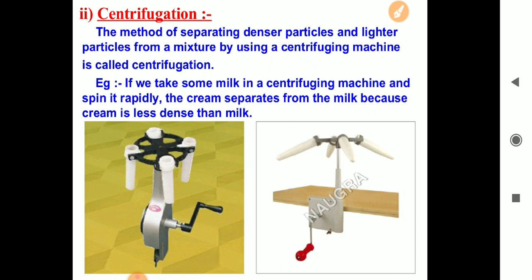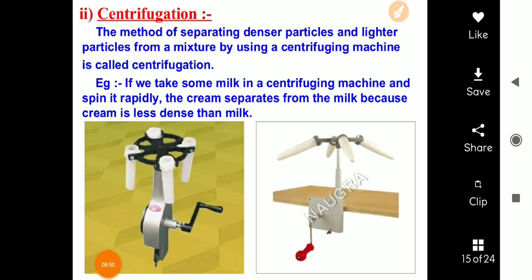There is a second technique called centrifugation. Centrifugation works on the principle of centrifugal force. In this method the denser, that is heavier, particles can be separated from lighter particles by using a centrifuging machine, and this technique is called centrifugation.